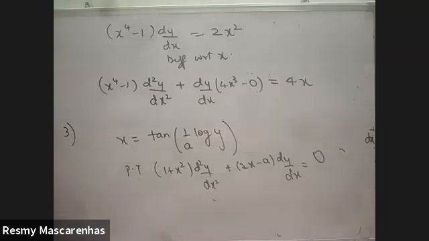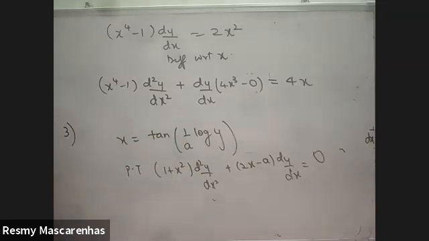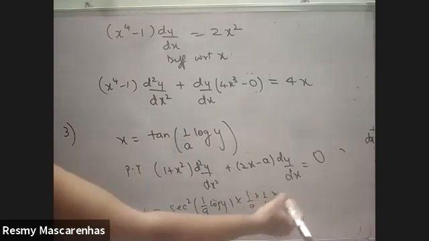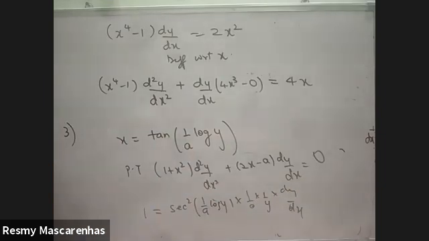Okay, here tan of something. It will become complicated if you see. If you directly go to differentiate, this will be 1. This will be tan of something, which will be again sec square of 1 by a log y into again something into 1 by y into dy by dx, and then it will be stuck. So it will get complicated in this.